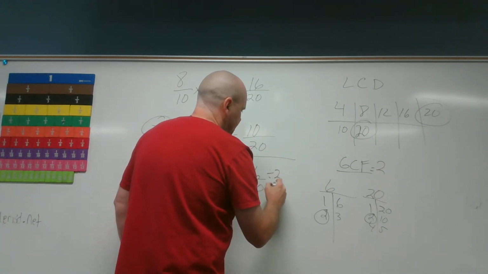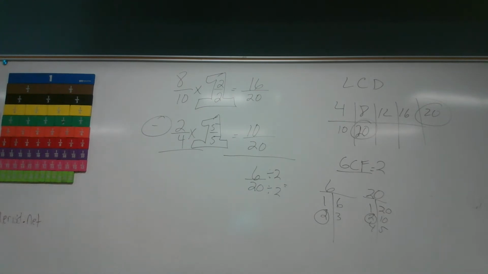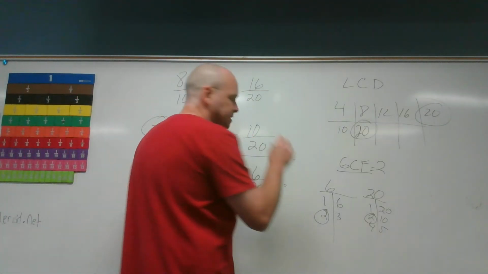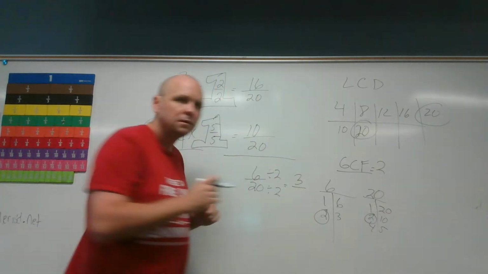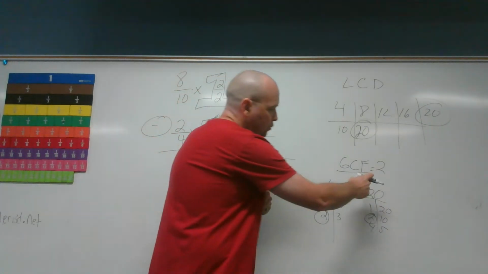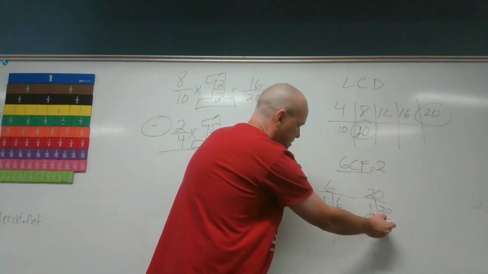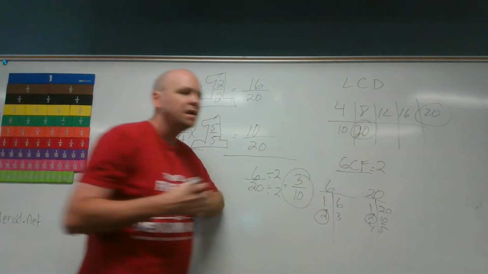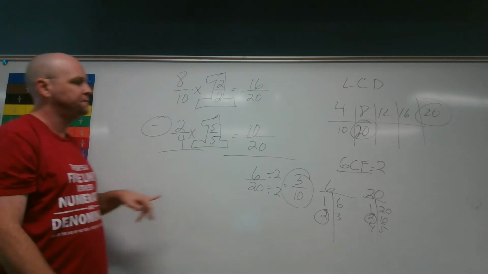When I find my greatest common factor, I divide both my numerator and denominator by that greatest common factor. So, Mariah, what is 6 divided by 2? 6 divided by 2 is 3. And 20 divided by 2? 20 divided by 2 is 10. Good. That, my friends, is the final answer.